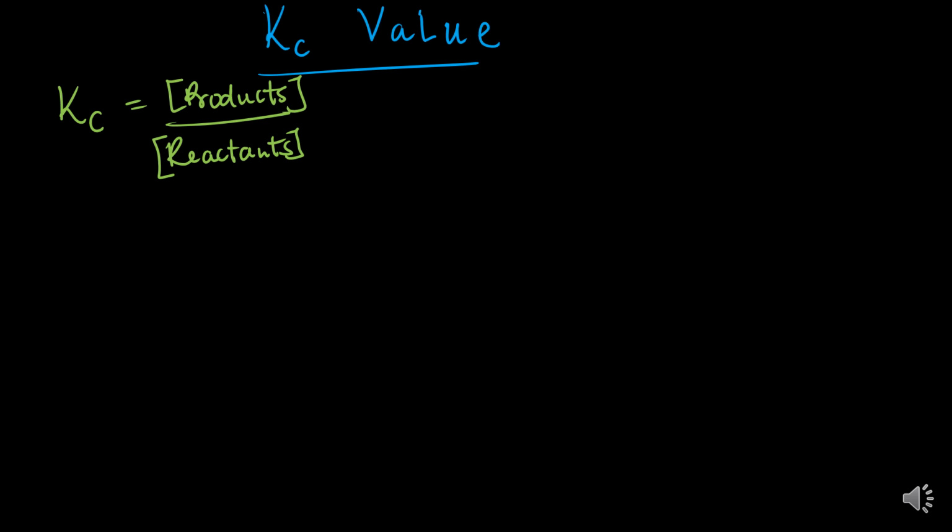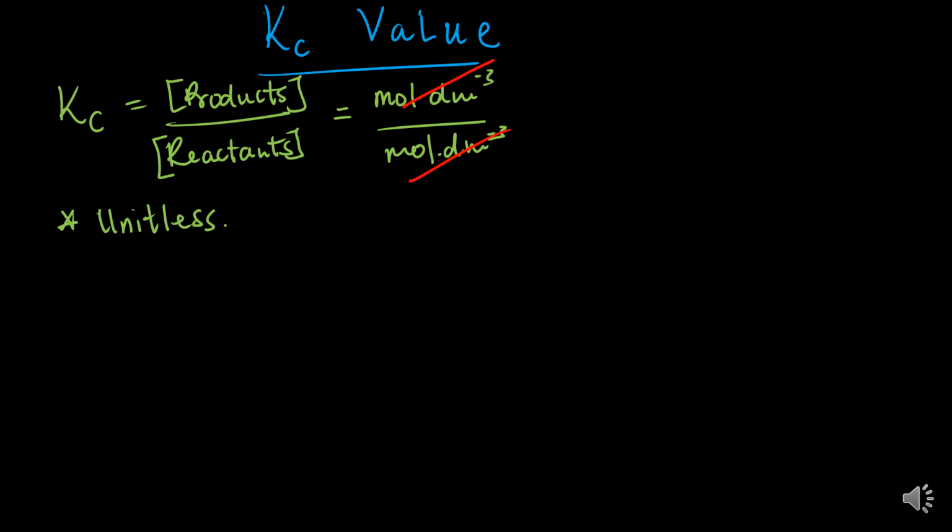So if you look there, concentration is in mole per cubic decimeter over mole per cubic decimeter, right? As you can see, concentration over concentration, so these are going to cancel each other out. That's why we can say that a Kc value, which is the equilibrium constant, is unitless. So it's concentration of products over concentration of reactants.